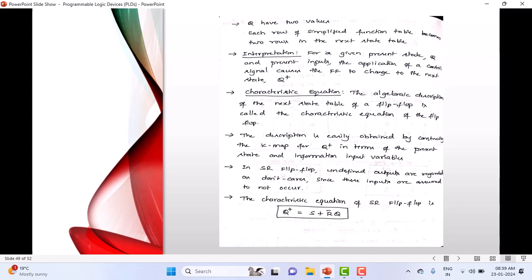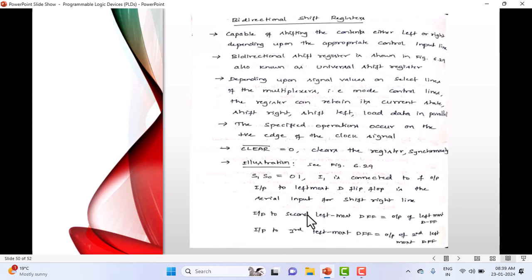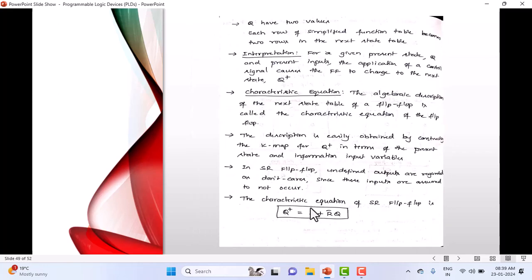Look here, this is the characteristic equation of the SR flip-flop: Q plus, which is the next state, equals S plus R bar Q. How to derive this, we'll show very soon. This is the characteristic equation of the SR flip-flop. You can see here the next state depends on the present state, with the complement R bar, and it also depends on S. We'll see soon how to develop this characteristic equation for the SR flip-flop and other flip-flops as well. Any questions about the definition?